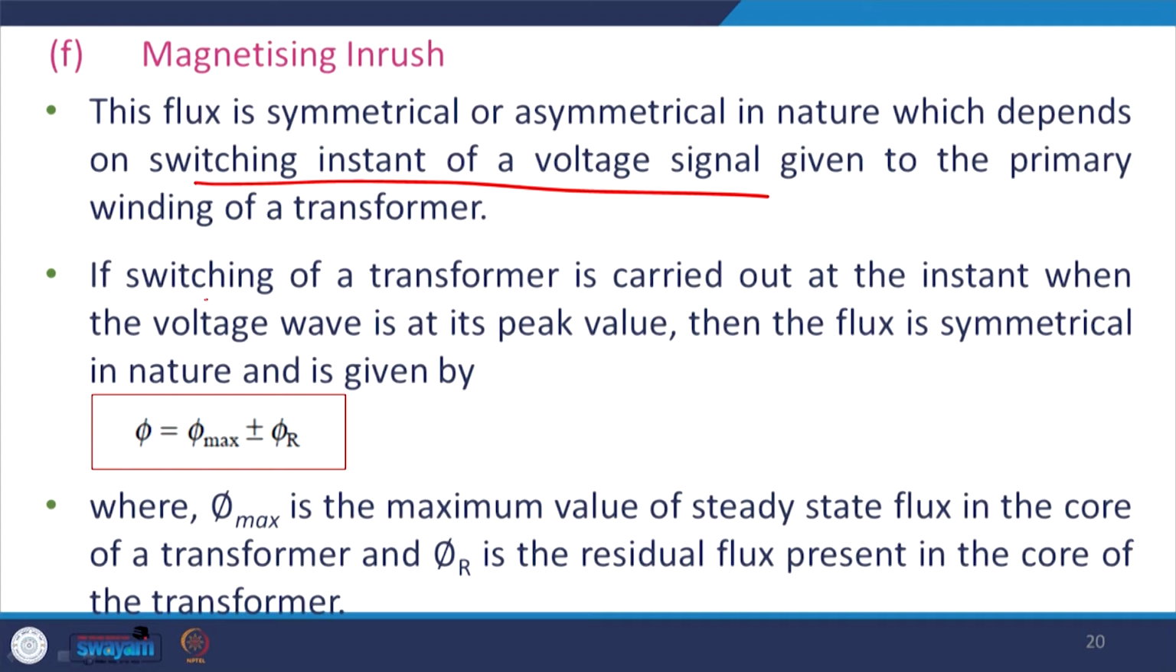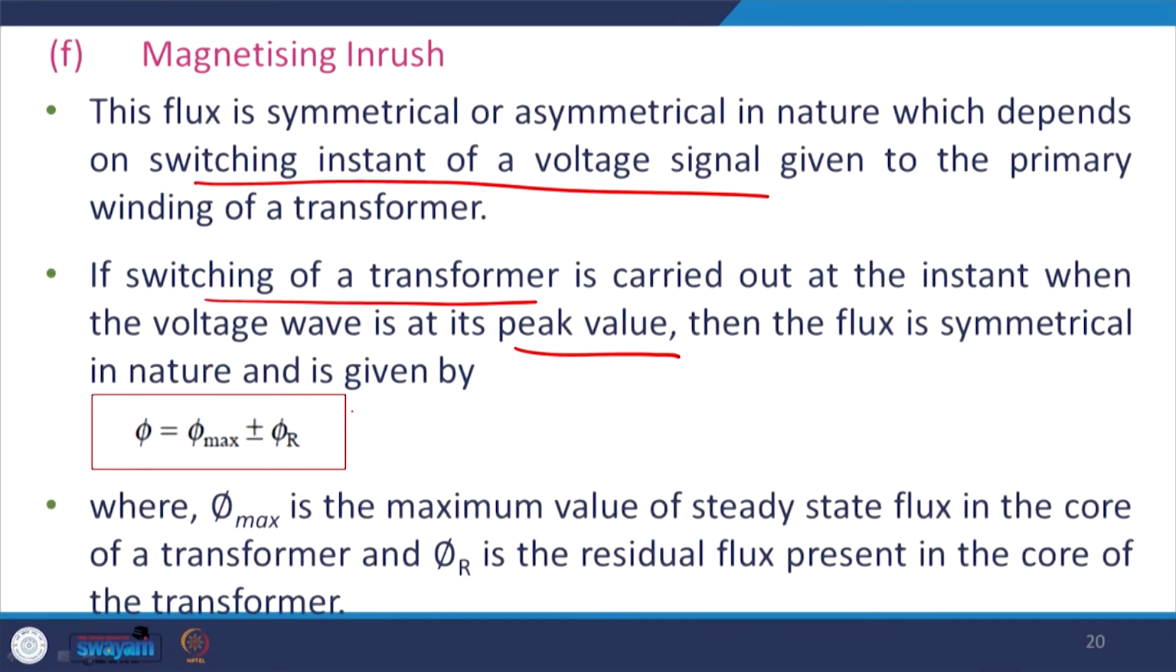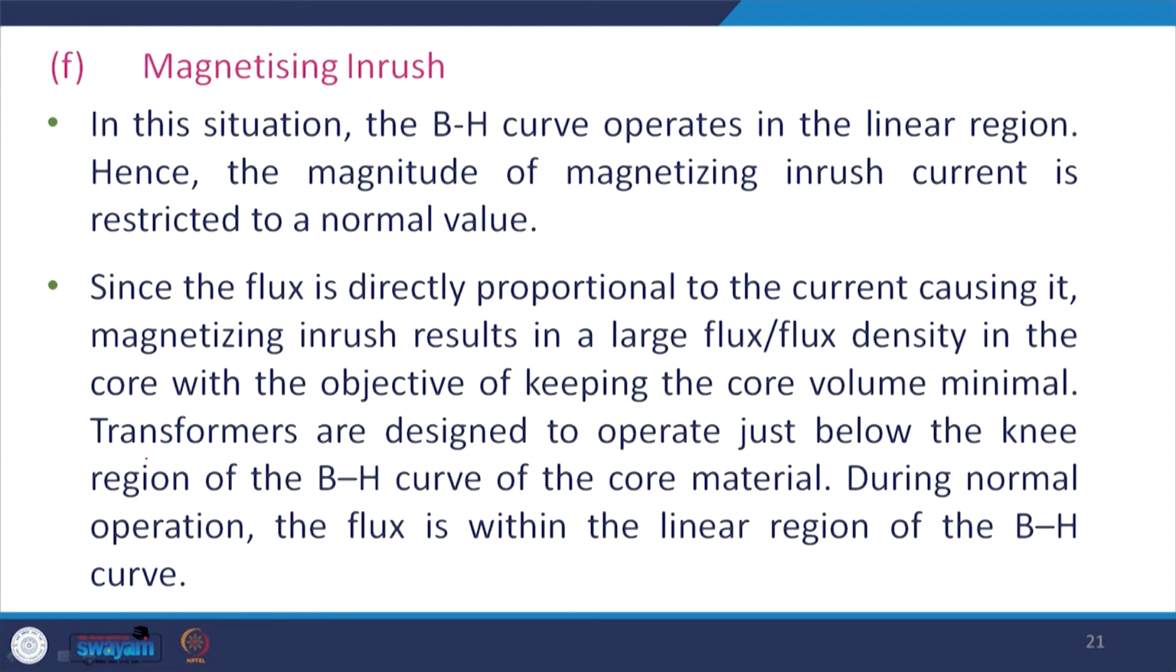If the switching of the transformer is carried out when the voltage wave is passing through its peak value, then the flux that is going to be established in the core of the transformer is symmetrical in nature and is given by phi max plus or minus phi r, where phi max is the maximum value of steady state flux that is going to be established in the core of the transformer, and phi r is nothing but the residual flux in the core of the transformer.